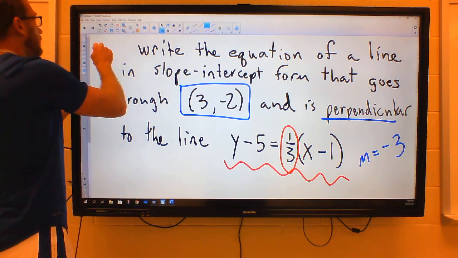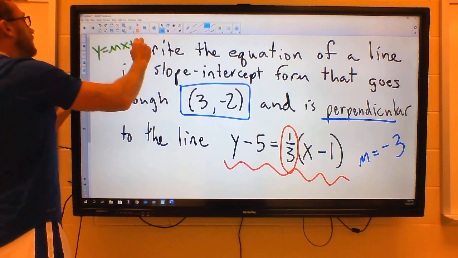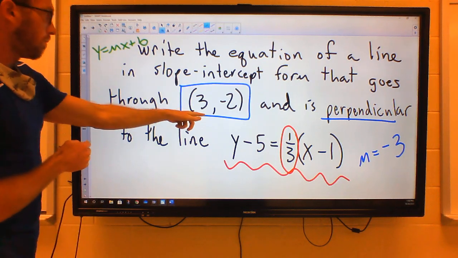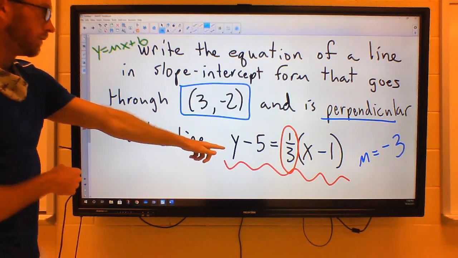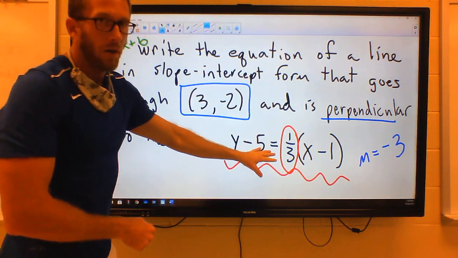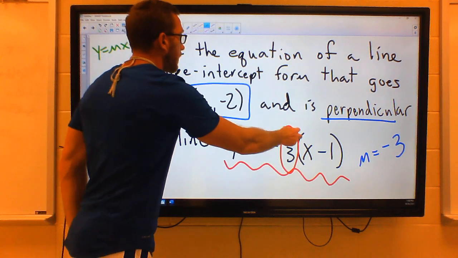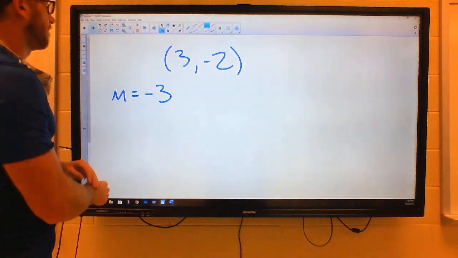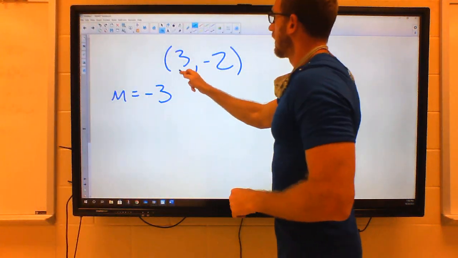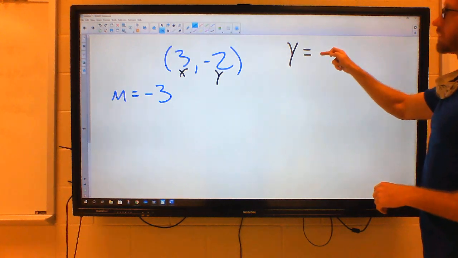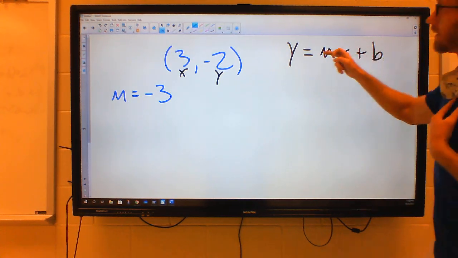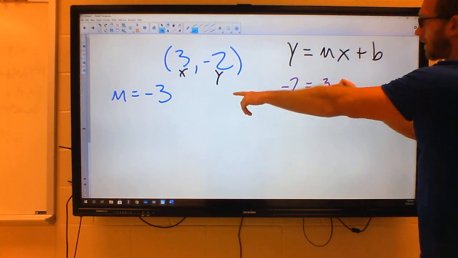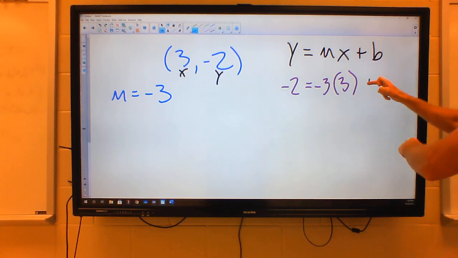So we want to write our answer in y equals mx plus b form. We kind of already knew that. That's all I've taught you so far. And it goes through a point and is perpendicular to this line. This is some other line. We don't actually care about it, except we want the slope of that line to help us find the slope of our line. Now that we have that, here's x, here's y, right? y equals mx plus b. We can literally set up a quick equation. -2 equals -3, that's our m, times our x, which is 3, plus b.